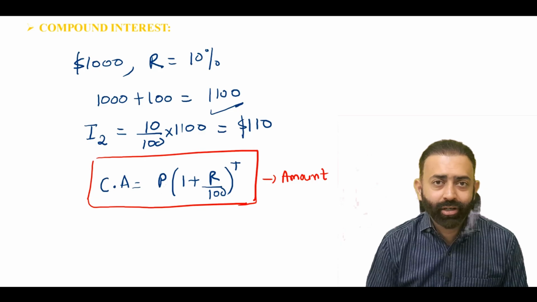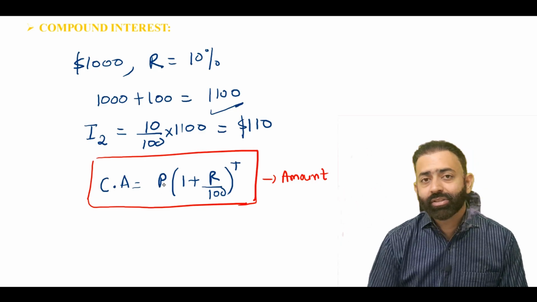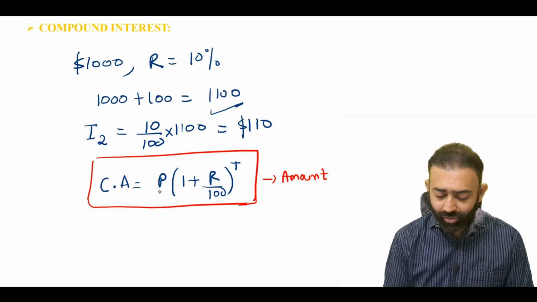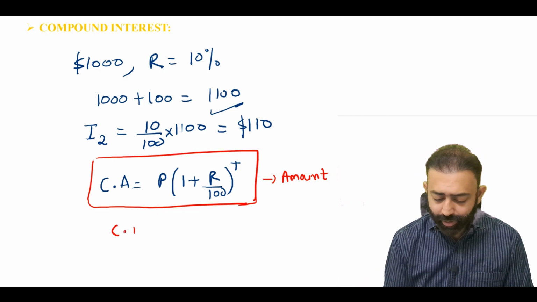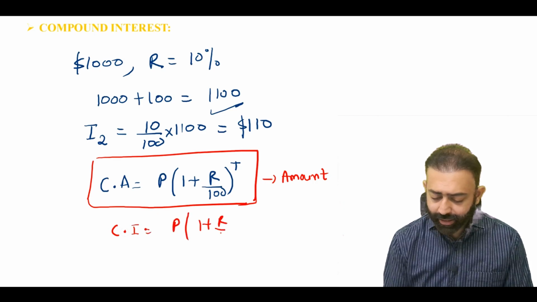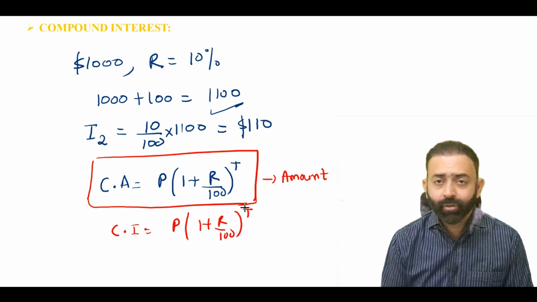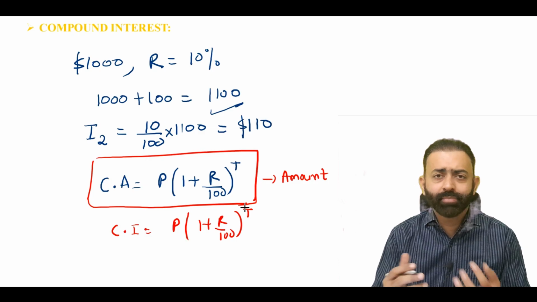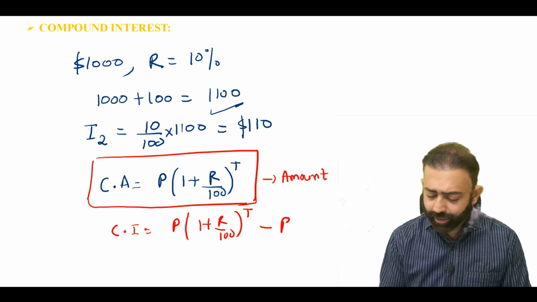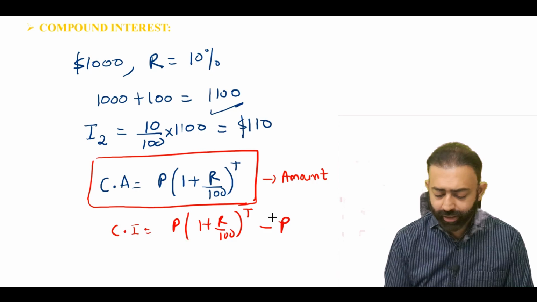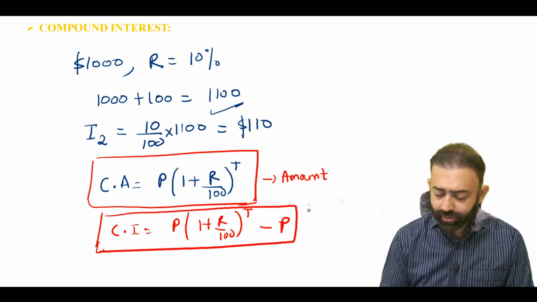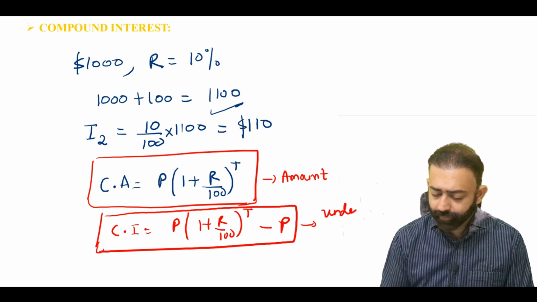And if I have to find out the interest which is calculated compoundedly, for that I should write compound interest is P into 1 plus R by 100 raised to power T, and from this amount I subtract the original principal. So this time I need to subtract P from the amount to get the interest. This is just for the sake of understanding.